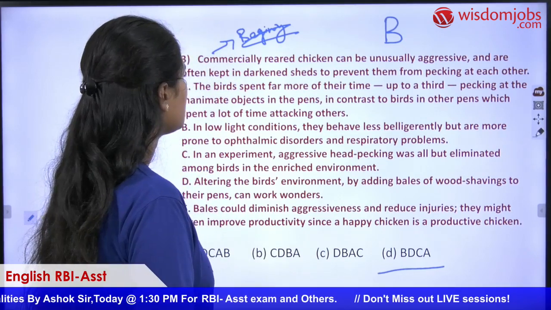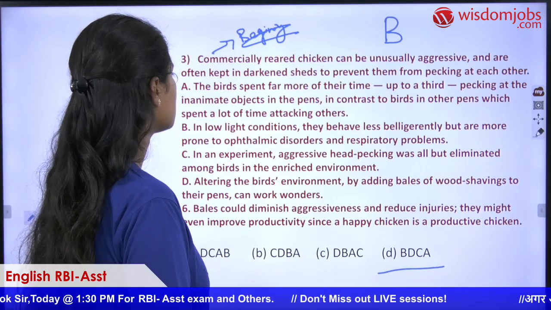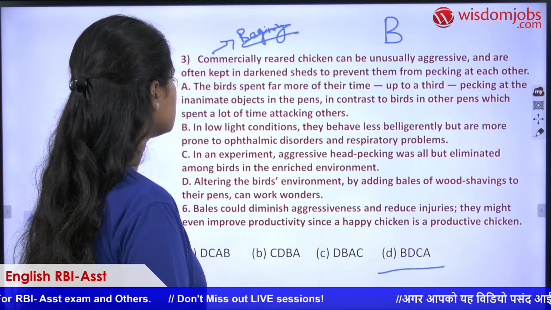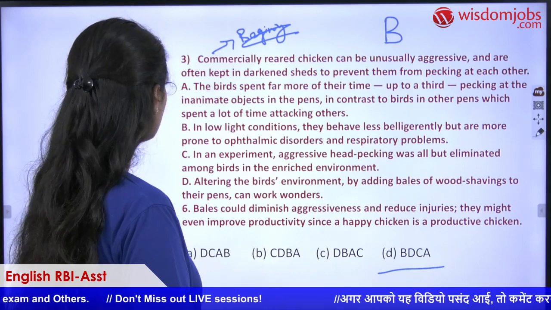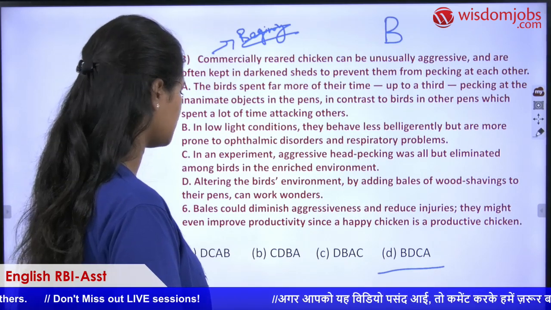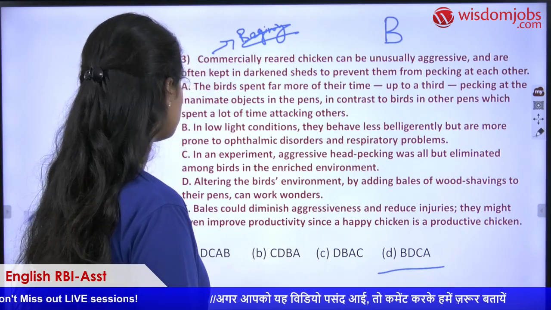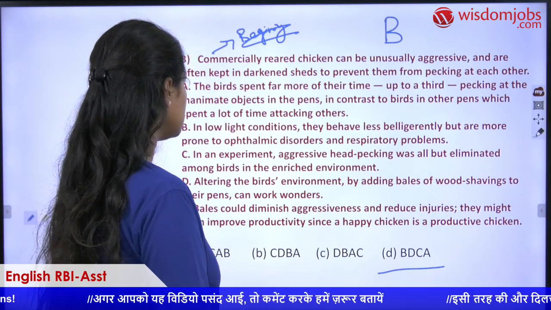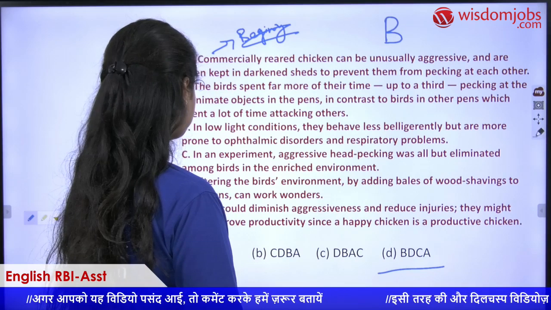Commercially reared chicken can be unusually aggressive and are often kept in darkened sheds to prevent them from pecking at each other. In low light conditions, they behave less belligerently but are more prone to ophthalmic disorders and respiratory problems. In an experiment, aggressive head pecking was all but eliminated among birds in the enriched environment.